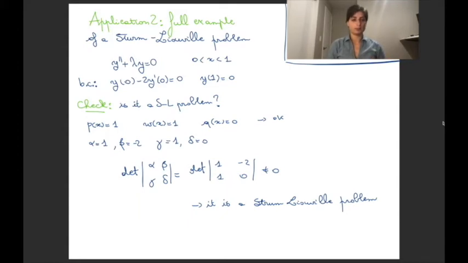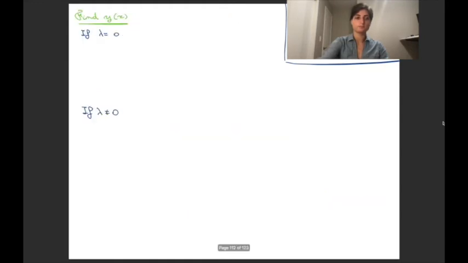Is it a Sturm-Liouville problem? Well, p(x) is equal to 1, w(x) is equal to 1, q(x) is equal to 0, so as far as this goes, we're okay. And α is equal to 1, β is equal to -2, one of the two is not 0, γ is equal to 1, δ is equal to 0, so not both of them are equal to 0. We can also check that the determinant of α, β, γ, δ is different than 0. But I haven't been looking into that, so let's not look at that. So it is a Sturm-Liouville problem.